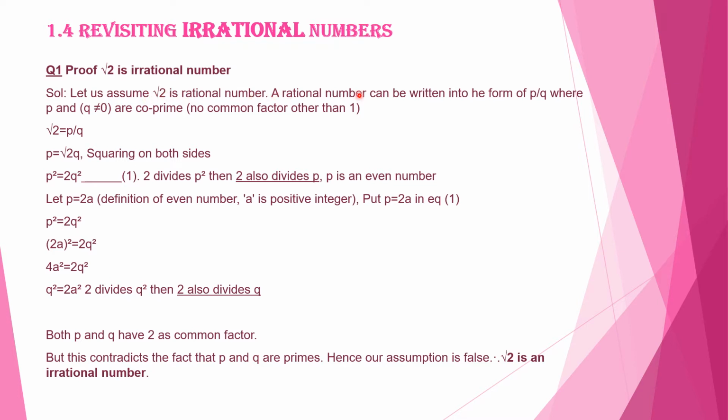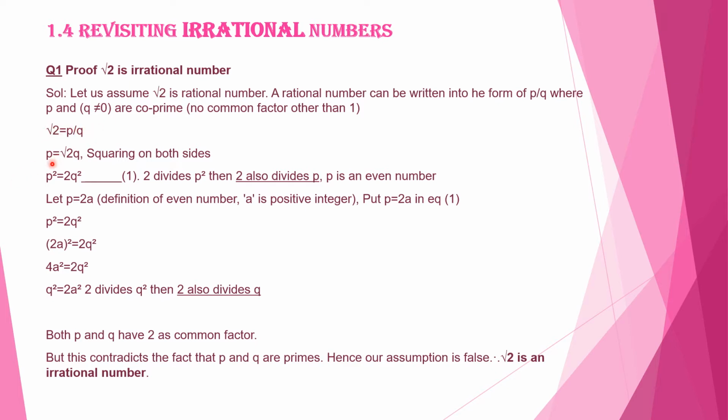The moment any number is rational, you can write it in the form of p by q, where p and q are co-primes. I hope you remember from the previous slides that if two numbers have only 1 as a common factor, that is, if we find the HCF and 1 is the only HCF, then you can say that the numbers are co-prime. So let's write root 2 in the form of p by q.